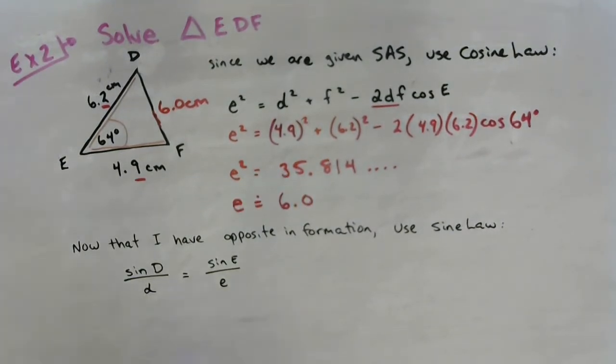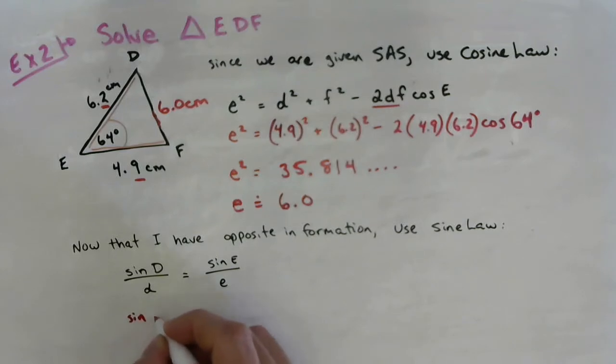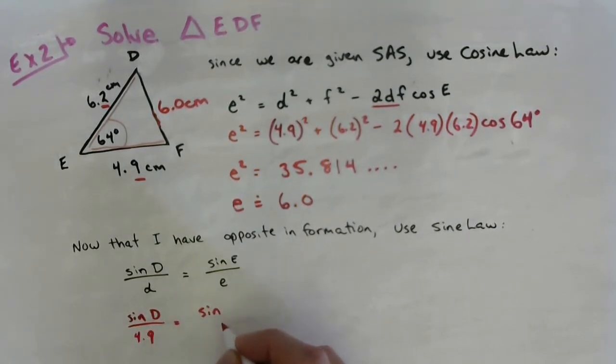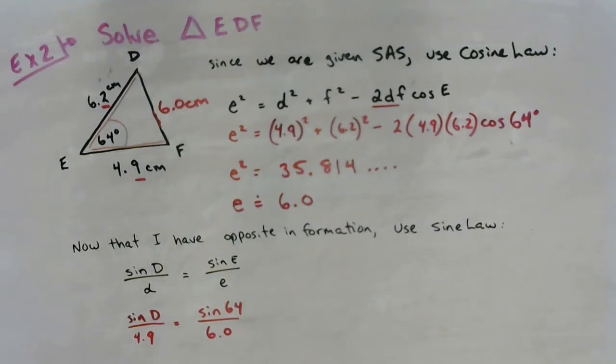Ready to plug in what I know. Sine of D, that's what I don't know. I'm trying to figure it out. Side length D is 4.9 over, so I got in the numerator over here, the sine of 64 over the side length that we just found out, 6. How am I going to solve for the sine of D?